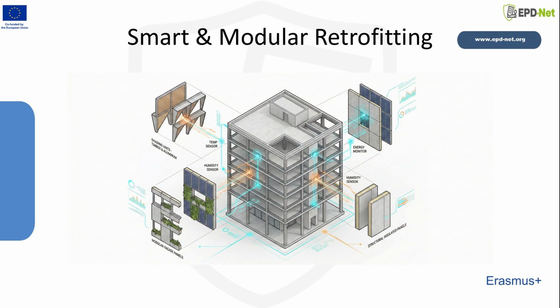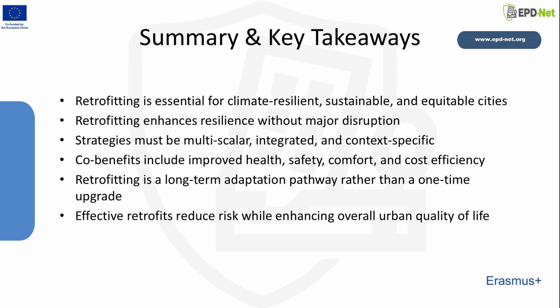Modular, plug-in retrofit elements also make it possible to upgrade spaces without major disruption, which supports flexibility and phased implementation. In addition, early warning technologies can reduce harm during extreme events by improving preparedness and response. Together, smart and modular systems allow cities to learn from changing conditions and adapt continuously, making retrofit actions more responsive, manageable, and future-oriented.